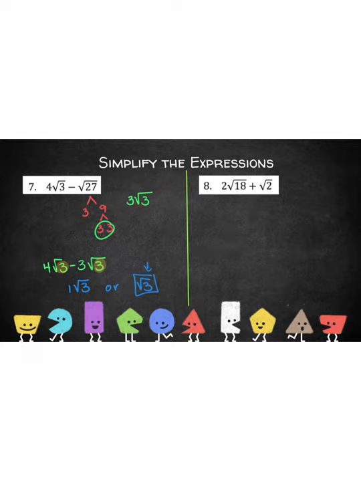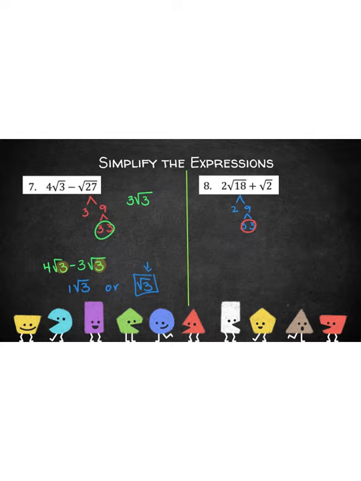Okay, same with number 2. So number 2, the square root of 2 is already simplified. You can't do anything with that. But 2 square root 18, well, that 18 is pretty big under that radical. So I'm going to go ahead and divide that. So I'm going to say 2 and 9, and then 3 and 3. So I have a pair of 3s. So my 3s are going to come out front.